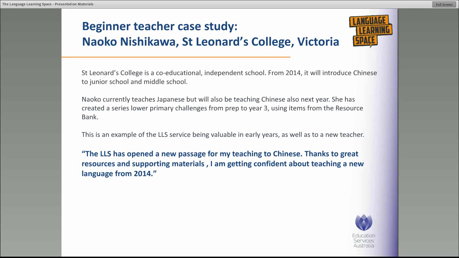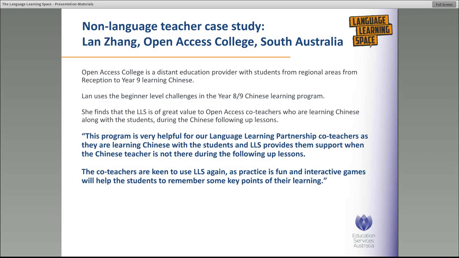Okay, another example of someone who's using the site is Lan Zhang. She uses the beginner level challenges in years 8 and 9. Lan is teaching in a distance scenario, and she sees the language learning space as providing students with support when the Chinese teacher is not there during the follow-up lessons. So it's used as an extra element when the teacher is not there.